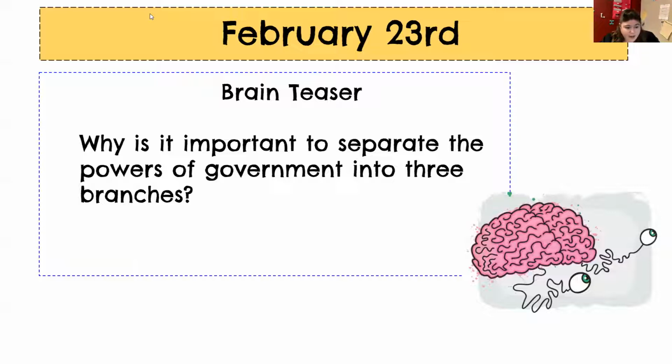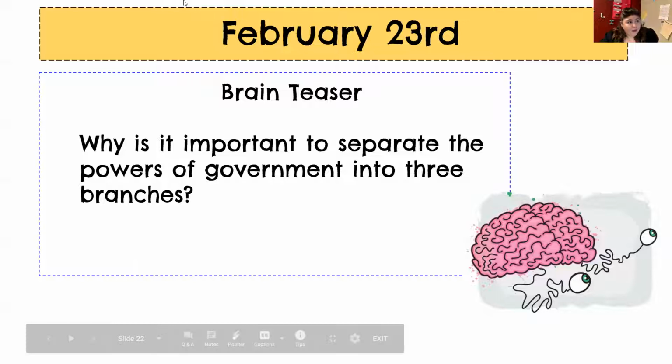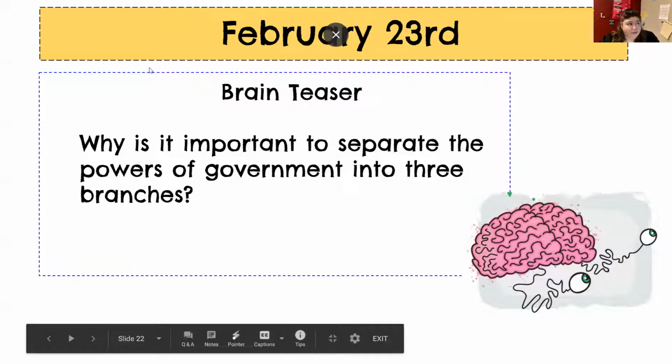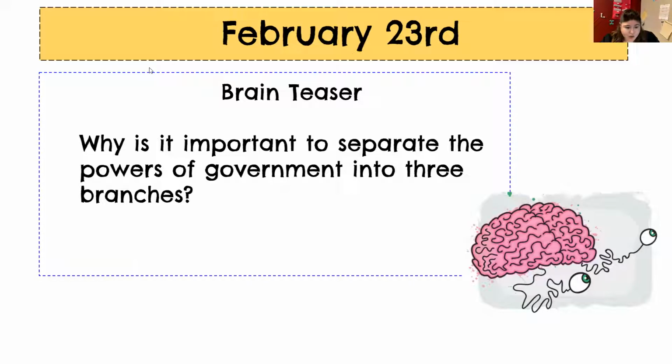So now we're going to go into how each branch stops or limits the power of another branch. Looking at the brain teaser, separation of powers limits the branches from gaining more power. It forces them to stay in their lane. This way they cannot overpass or overrule the different branches, which keeps everything in limited power, which in the end protects the American citizens. So let's walk through this.